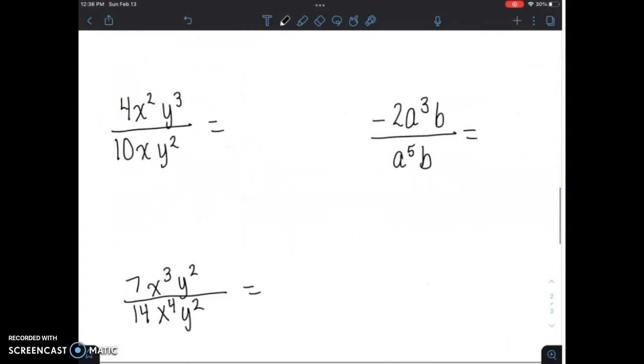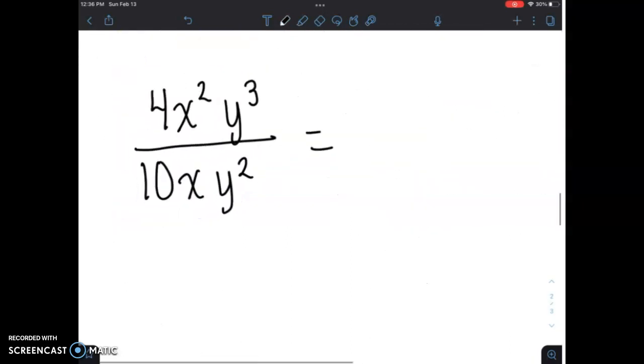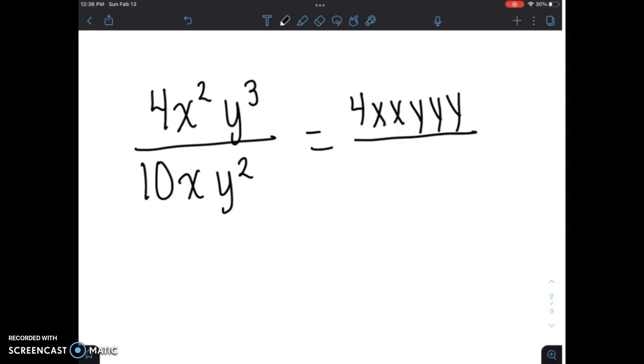Okay, we're going to do 3 more, just kidding, of these. They get to be really repetitive, so as you're working on it, you have x to the second, y to the third, over 10x, and then y squared.